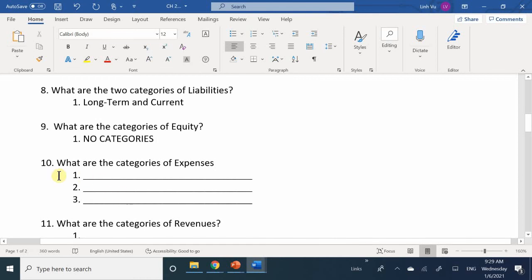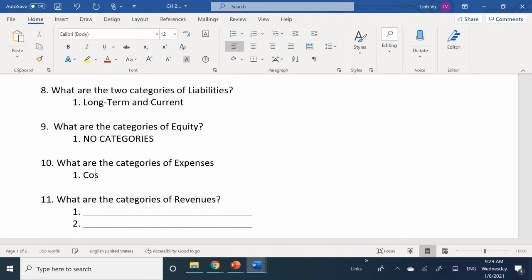All right, what are the categories of expenses? Would be the cost of goods sold. Yes, cost of goods sold. Operating. Non-operating. Okay, good.